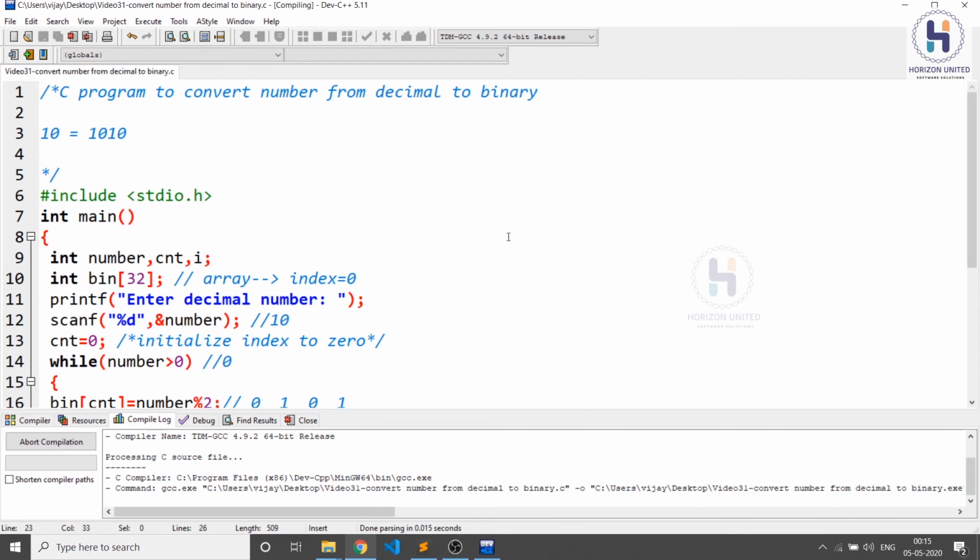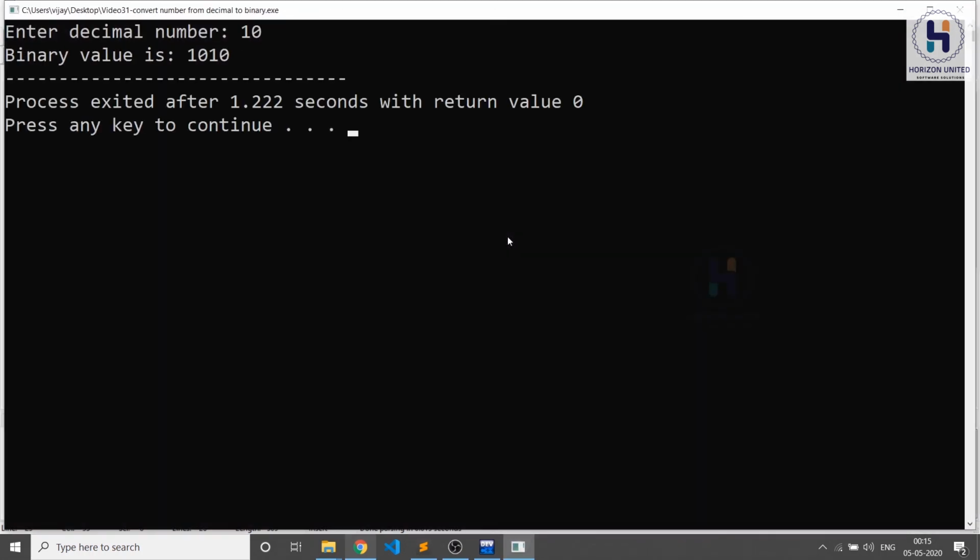Let's try to run this program and give the decimal value as input, and you get the binary value as output, which is 1010.